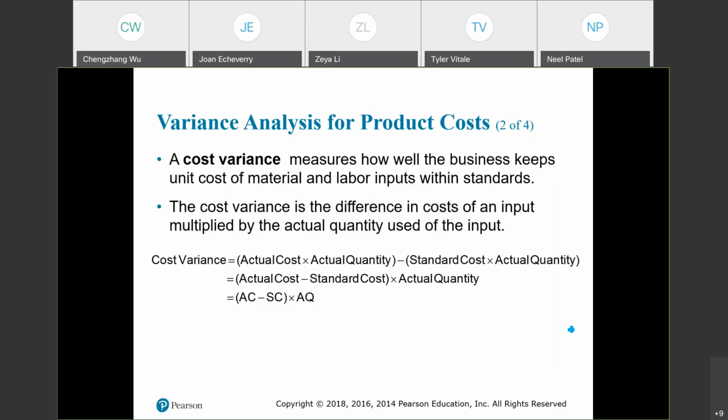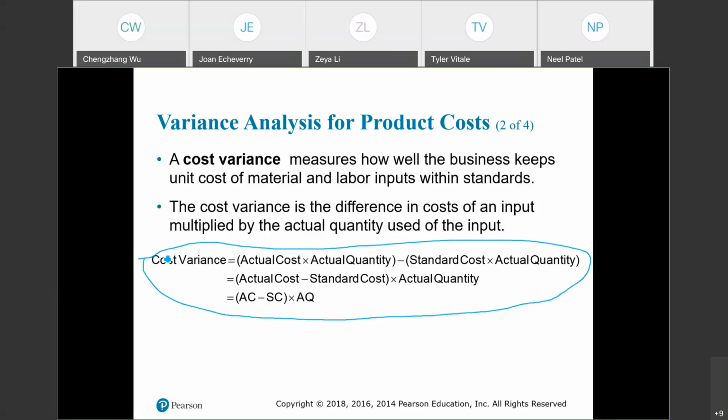Okay, let's take a look at the cost variance. Again, cost variance measures how well the business keeps the unit cost of material and labor inputs within standards. The cost variance is the difference in cost of an input multiplied by the actual quantity used of the input. This is the calculation of cost variance. We use actual cost minus standard cost, and the difference we multiply by actual quantity.